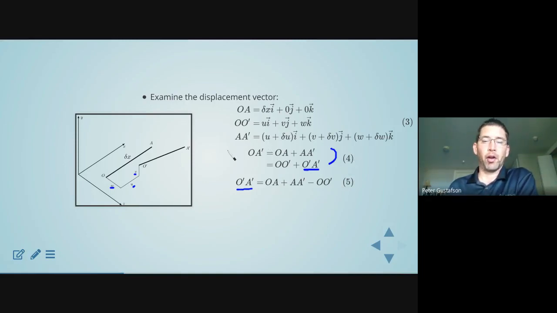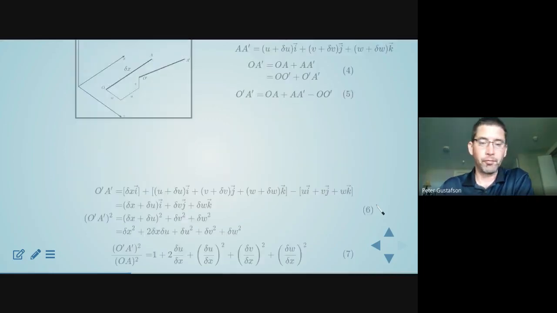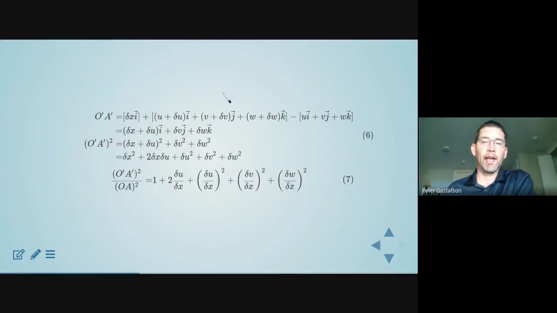So this is nothing here. All of this stuff here is nothing more than vector summations describing these vectors. Okay, now again, I've expressed each of those in terms of dx, u, du, v, dv, and w, dw. So if I write O prime A prime now, it's going to be dx in the i direction plus u plus du in the i plus v plus dv in the j plus w plus dw in the k, minus ui, vj, wk.